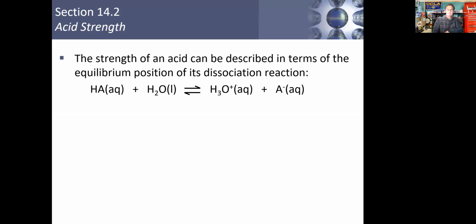All right. So let's pick up where we left off yesterday. We were talking about this reaction here. Let me share my screen with you. We were talking about this generic reaction, where we have a generic acid. The acid here is the acid HA.